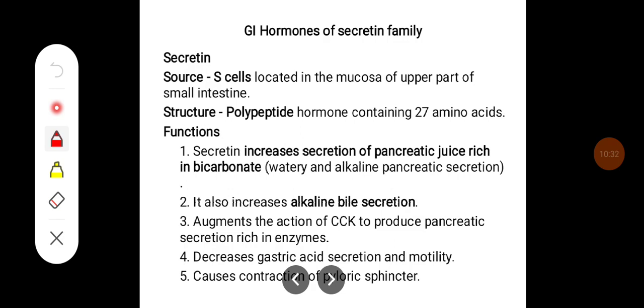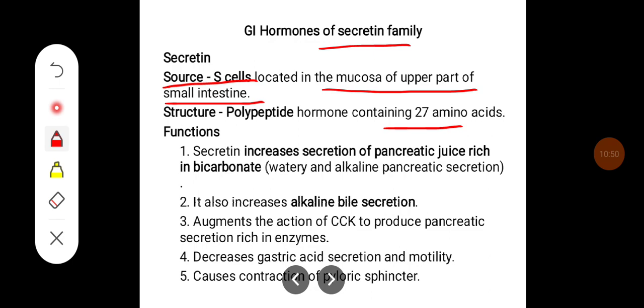GI hormones of the secretin family. Coming to secretin, it is secreted from the S cells located in the mucosa of the upper part of the small intestine. It's a polypeptide hormone containing 27 amino acids.